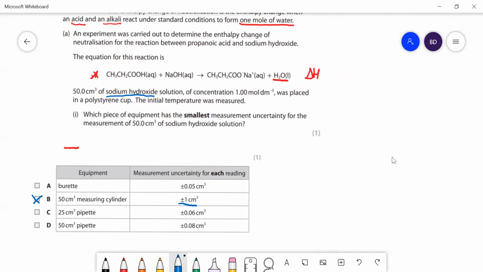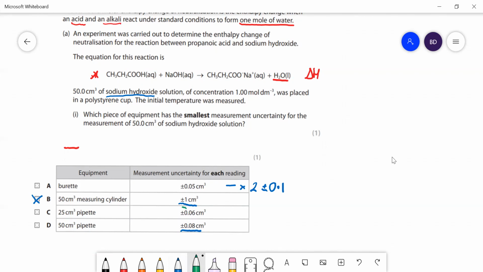Now, the burette, you might be tricked into thinking, look, that's the smallest one. But when you use a burette, of course, you take two readings, the initial reading and the final reading. So that means you've got to multiply that uncertainty by 2. So the total uncertainty there is going to be plus or minus 0.1 centimeter cubed. For measuring 50 centimeter cubed, the pipette is going to be smaller. Look, that's only 0.08. So that's better than the burette.